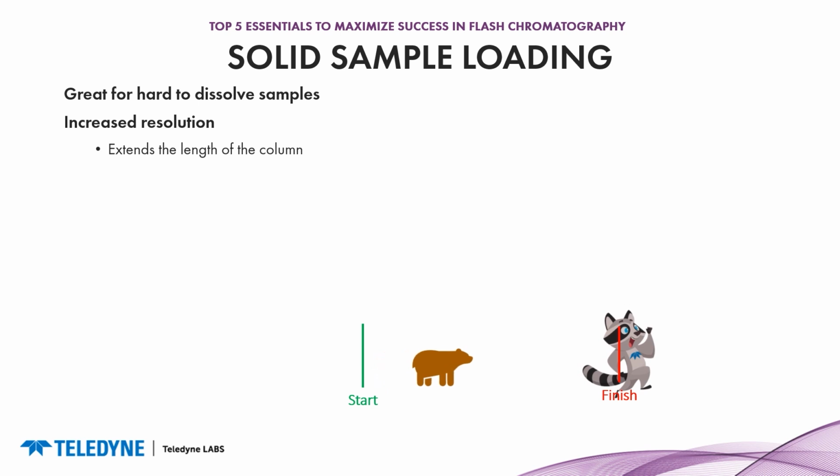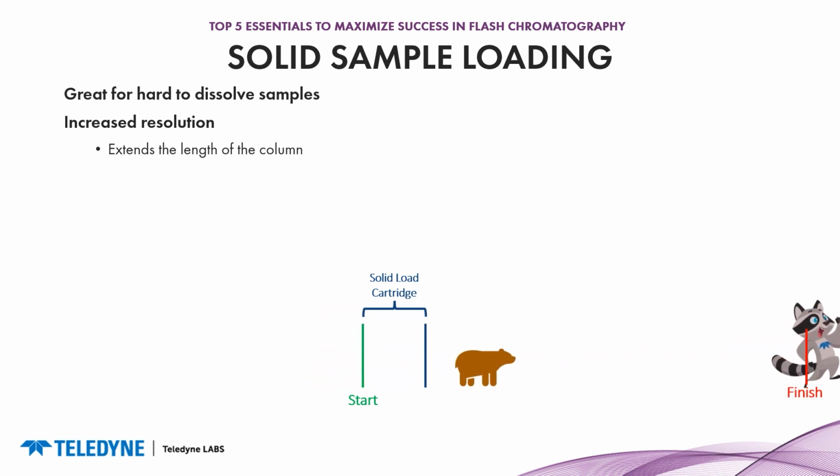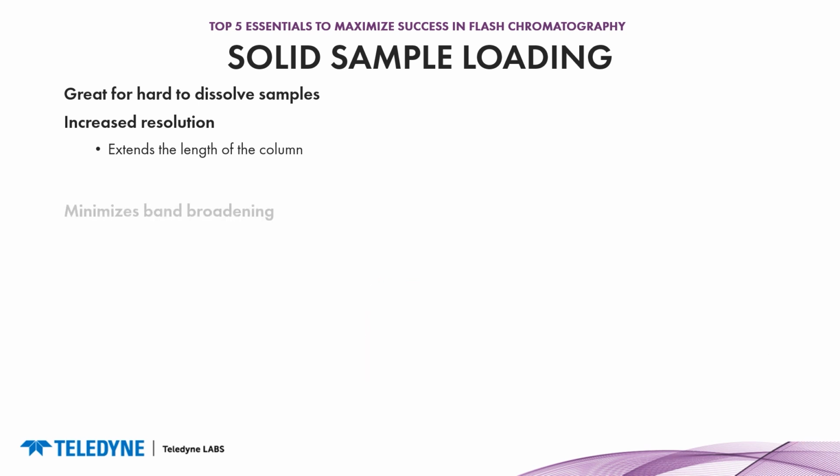But if we add a solid load cartridge for solid loading, that's going to increase the length of this column. And when we run that separation again, you can see that we're getting even more separation because there's just more length for Ready to run through. And since he's faster, he's going to conquer that distance much more quickly than the bear would. So that's going to result in better resolution between our compounds.